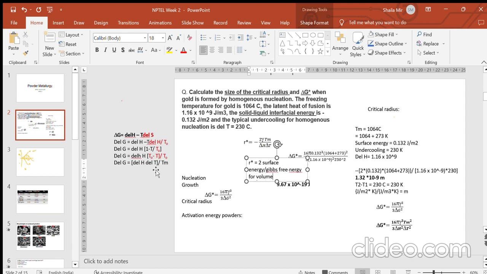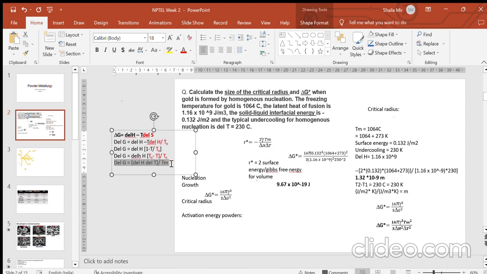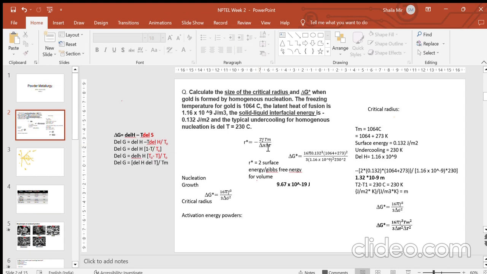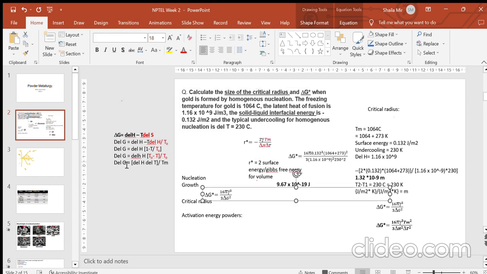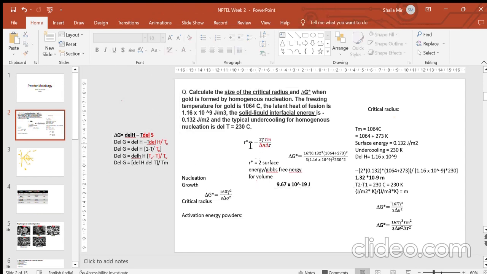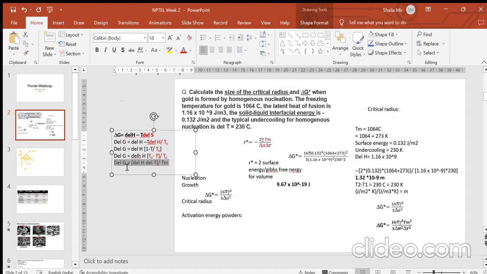Because you wrote that this delta G is equal to delta H delta T by T melting, you can replace this delta H, delta T and T melting by delta G in this equation. So you will have the R critical equal to 2 times the surface energy divided by this delta G.